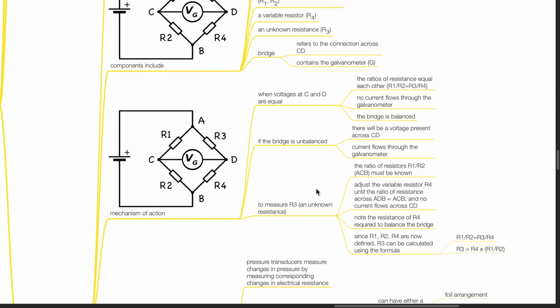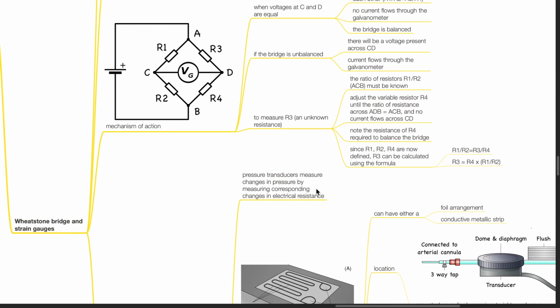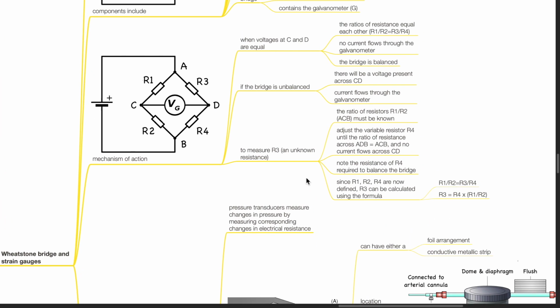To measure R3, which is an unknown resistance, the ratio of resistors R1 to R2, ACB, must be known. Adjust the variable resistor R4 until the ratio of resistance across ADB and ACB is equal and no current flows across CD. Note the resistance of R4 required to balance the bridge. Since R1, R2, R4 are now defined, R3 can be calculated using the formula R3 equals R4 times R1 divided by R2.